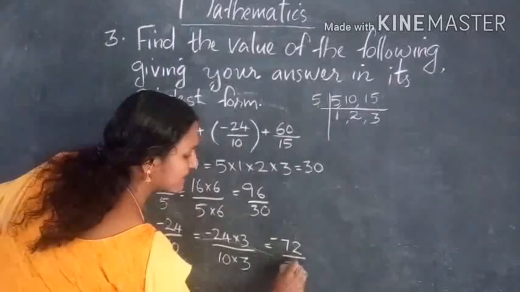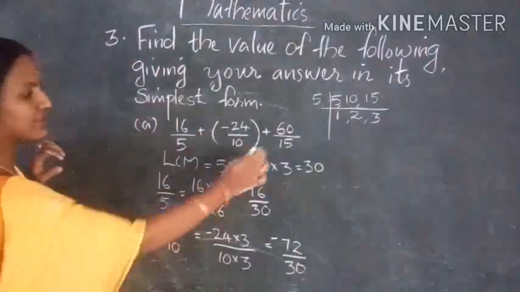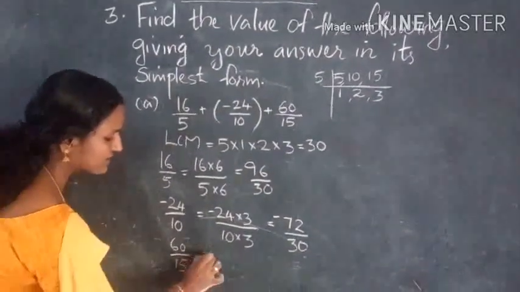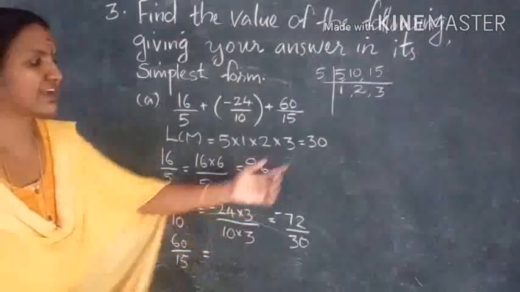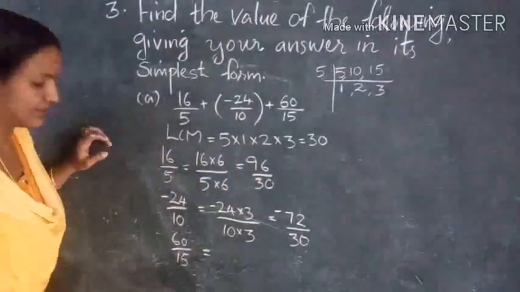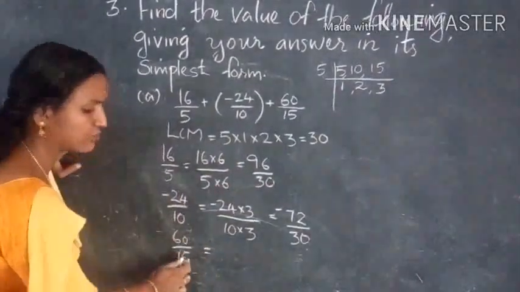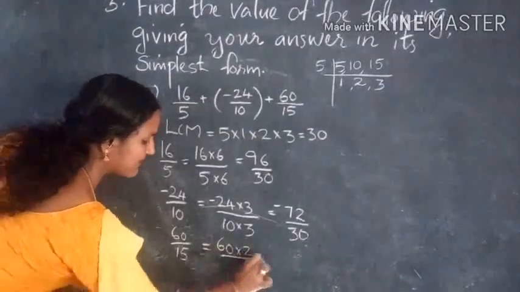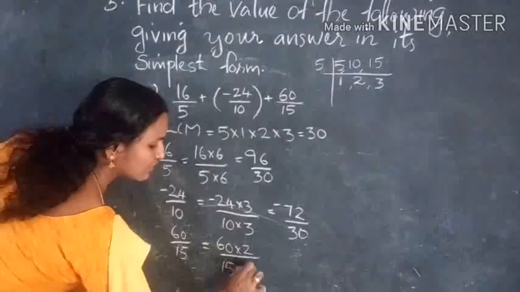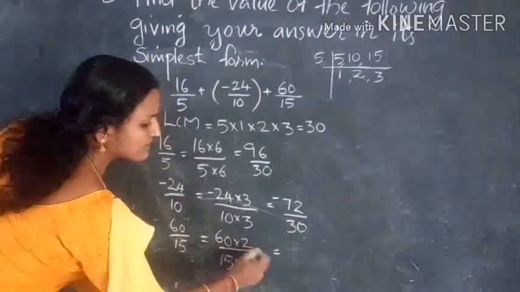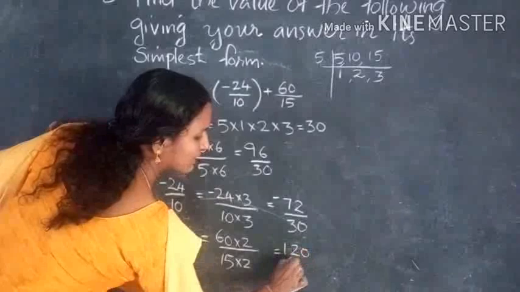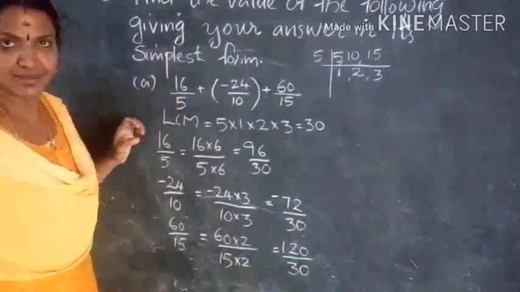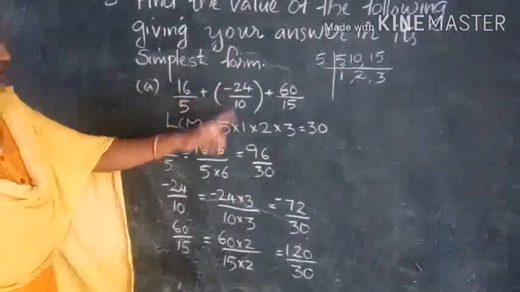72 divided by 30. The third fraction, 60 by 15 is equal to, how many 15s are in 30? 2 15s are 30. So multiplying numerator and denominator by 2. 60 into 2 divided by 15 into 2 is equal to, 60 into 2 is equal to 120 divided by 15 into 2 is equal to 30. Then we add these fractions.